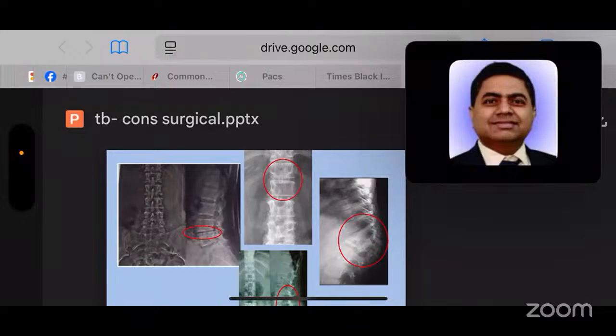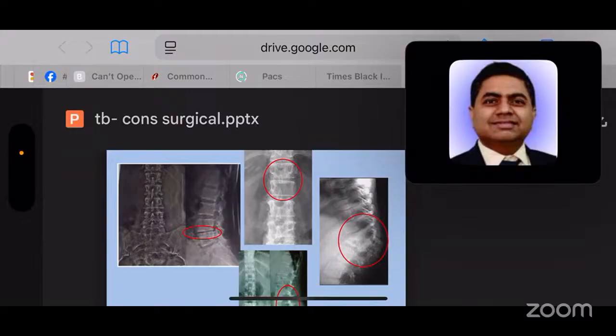Now, if we see any vertebra in AP view, there are two pedicles and the spinous process. The spinous process looks like the beak of the owl, and the two eyes are the pedicles. If the pedicle is destroyed along with the posterior element, this is how it looks, and that's called a winking owl sign.